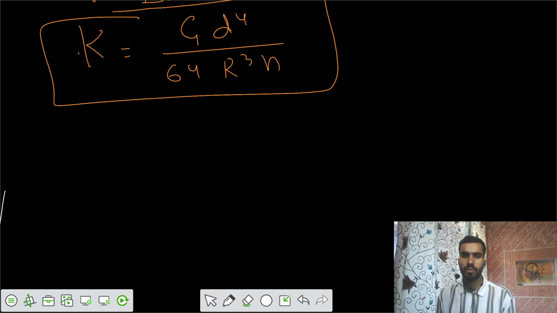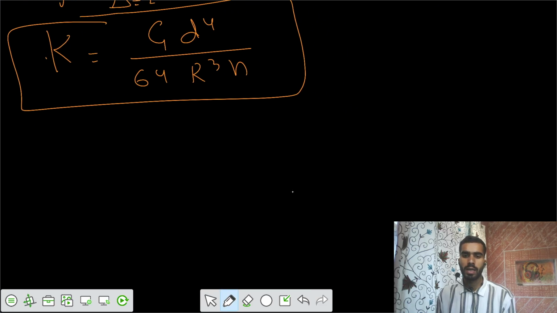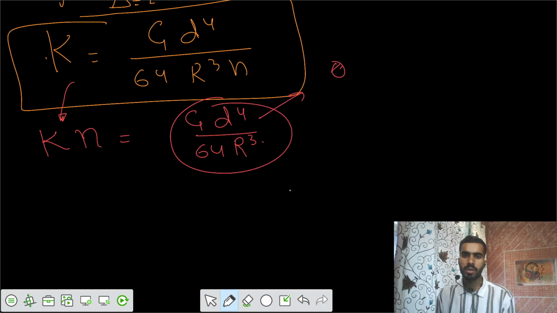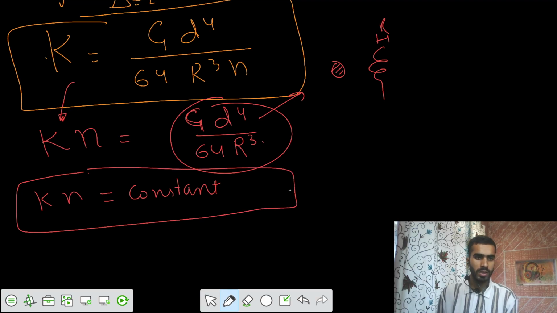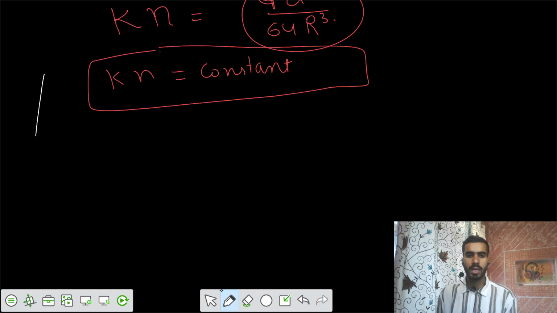Now, from this we can write that K times N is a constant, a function of G d power 4 by 64 R power 3. This is a constant value for a given diameter, given radius and given material G. So stiffness times number of turns is a constant. So if I write that, K1 N1 equals K2 N2.